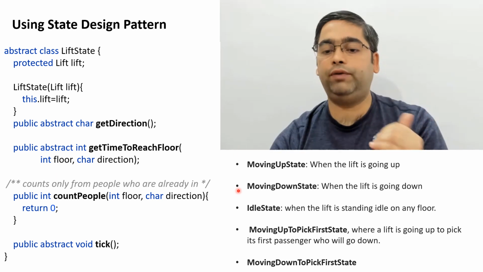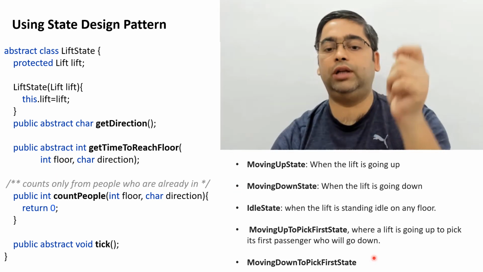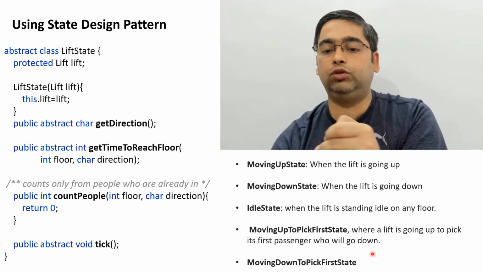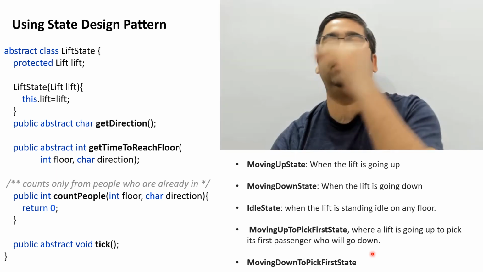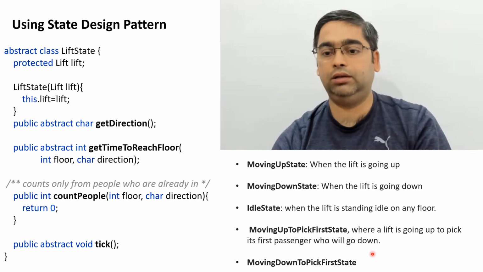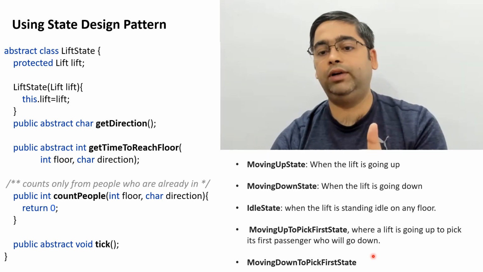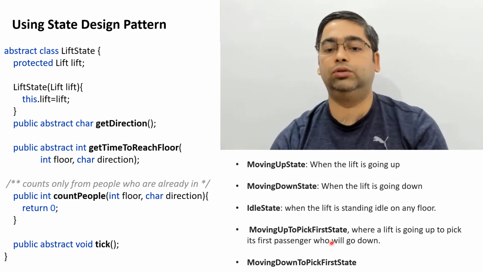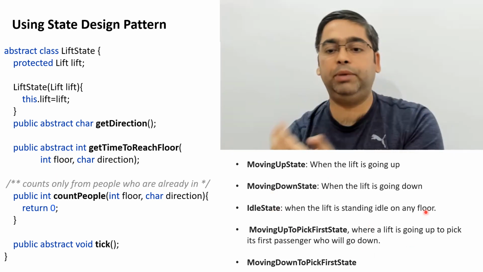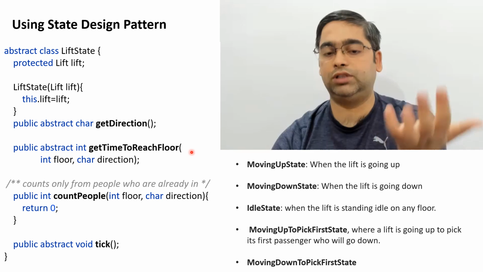Again, the opposite of it, moving down to pick first. A lift is at floor 6, moving down to pick its first passenger at floor 2, who, if they enter, will eventually move in the up direction. So even though it is moving in the down direction, it cannot take any down request. It can take only up requests after floor 2. So these are the 5 states. We'll see their behavior, and hopefully this will simplify our design.